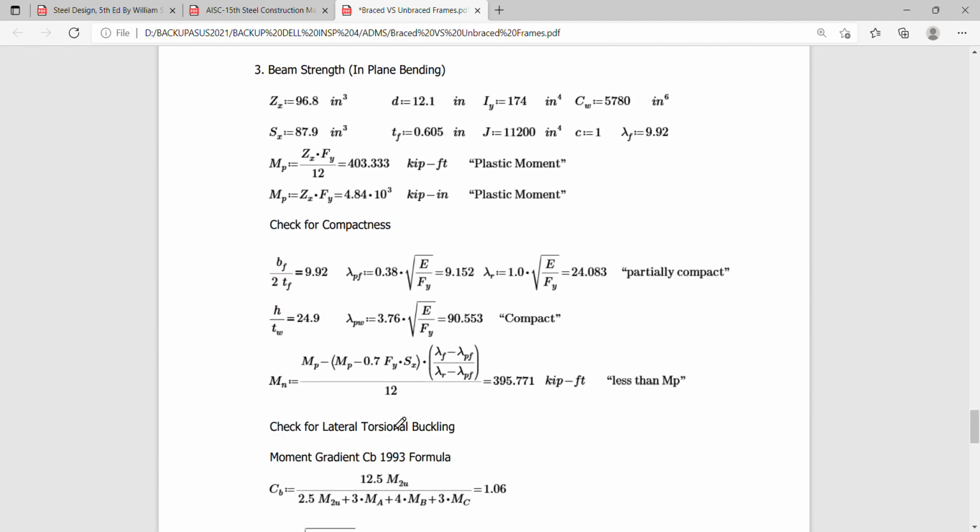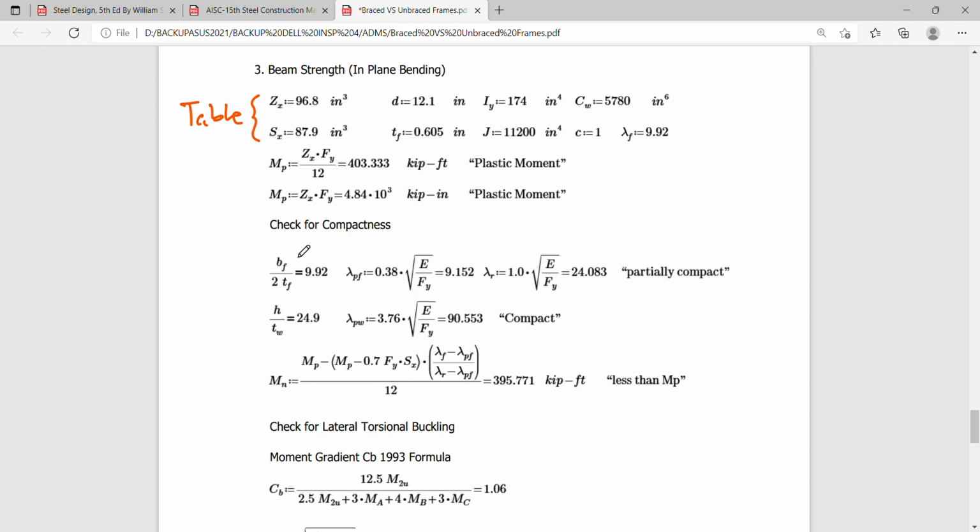For the beam strength, this is now a beam analysis considering the in-plane bending scenario. So we have here now the properties as I have obtained from the table. And the plastic moment capacity, which I computed on the basis of kip-foot and kip-inch by simply multiplying my Zx to Fy. Fy is defined to be 50 ksi a while ago.